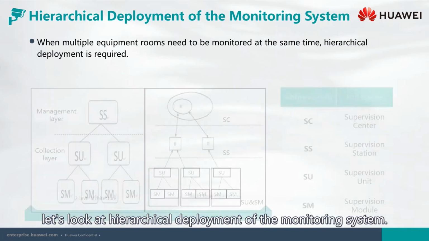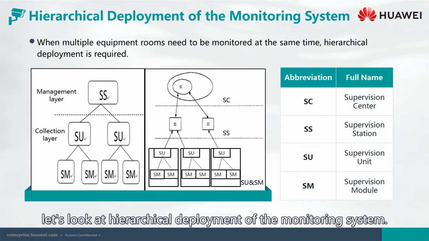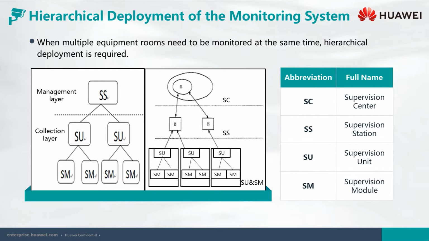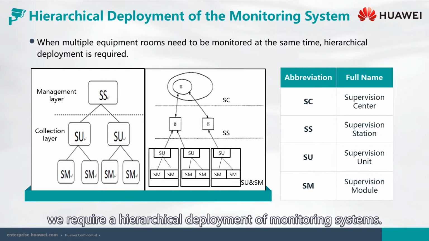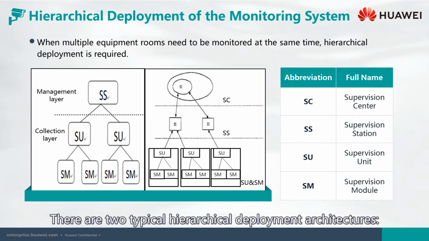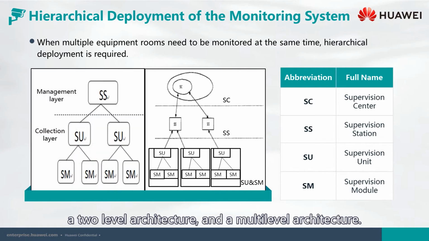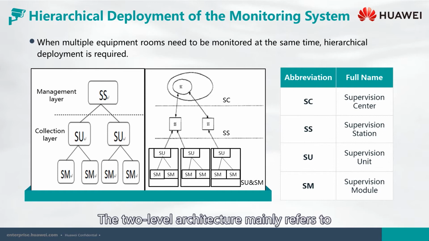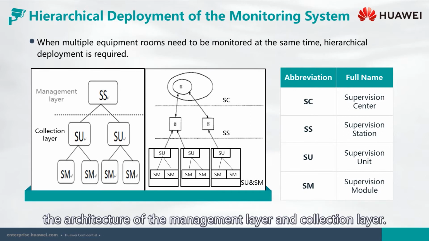Next, let's look at hierarchical deployment of the monitoring system. When multiple computer rooms need to be monitored simultaneously, we require a hierarchical deployment of monitoring systems. There are two typical hierarchical deployment architectures, a two-level architecture and a multi-level architecture. The two-level architecture mainly refers to the architecture of the management layer and collection layer.